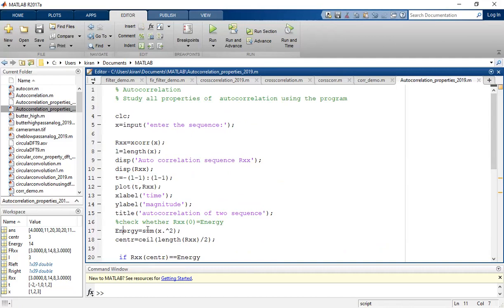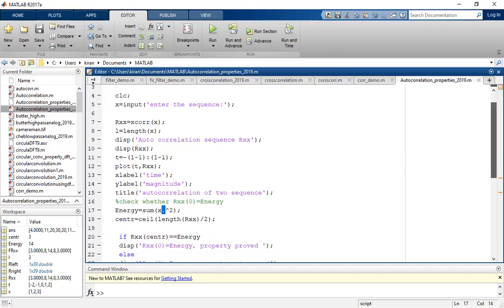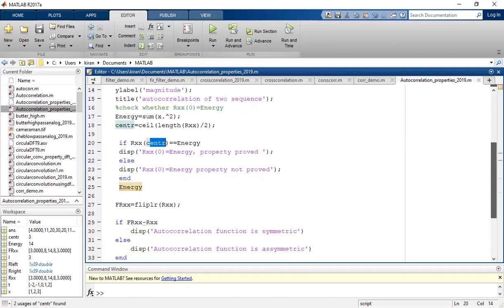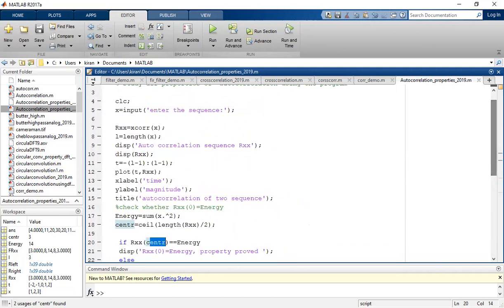And here I just want to check whether the midpoint is actually the energy. That is why this term here, energy, is the sum of squares. It's dot power. That is a scalar, the sum of individual squares. It's not a vector operation, it's a scalar operation. And the center value is what's being checked.